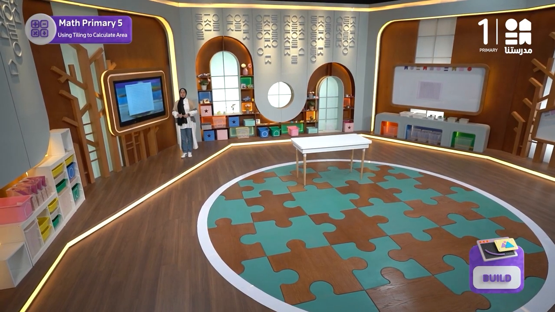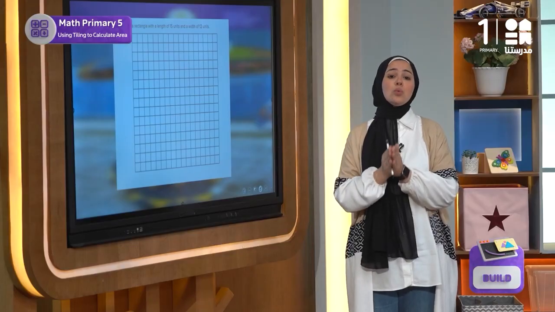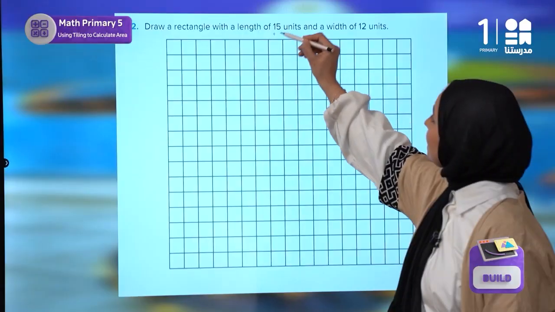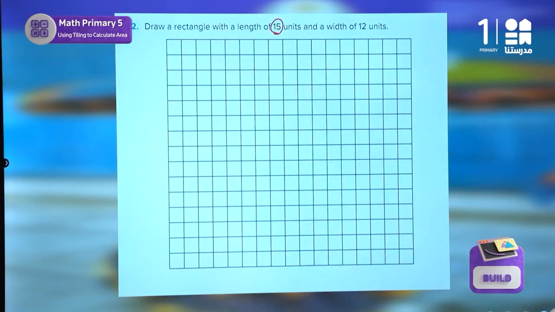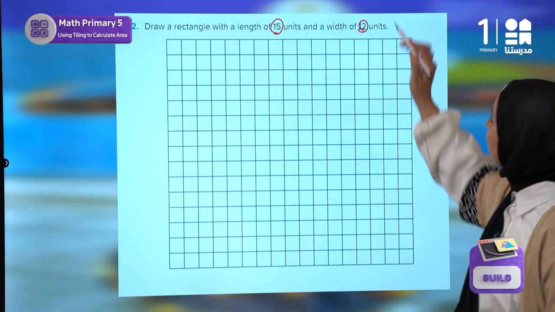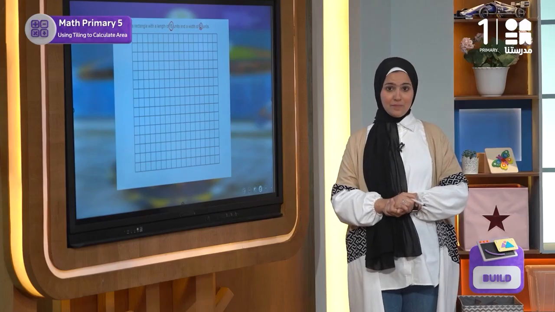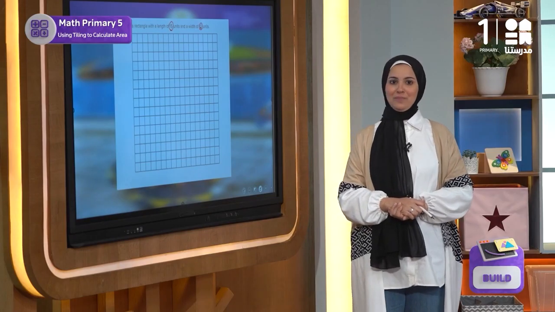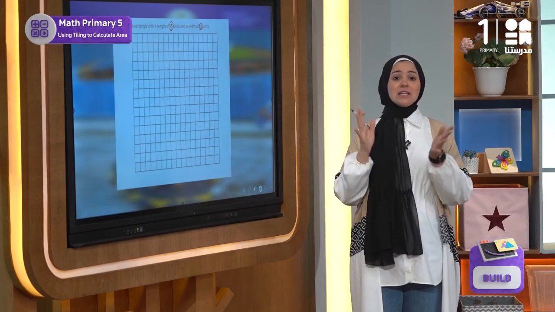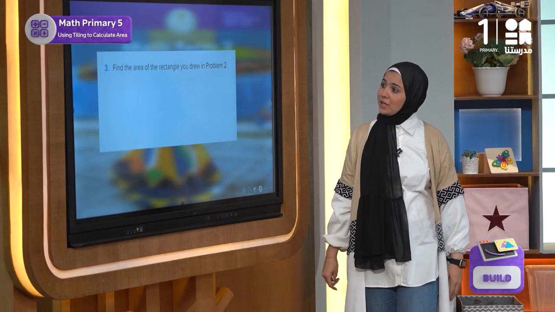In problem 2, we're asked to draw a rectangle with a length of 15 units and a width of 12 units. You can draw easily on the grid. This is going to be left for you. Do it after the session. Now let's go and check problem 3.